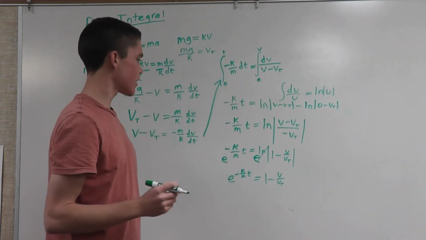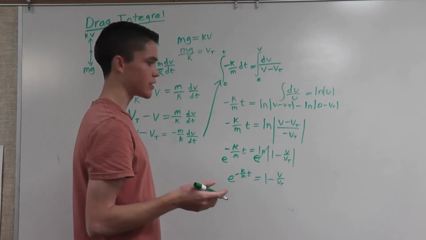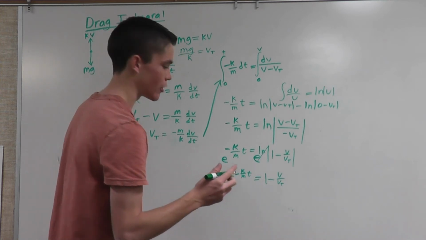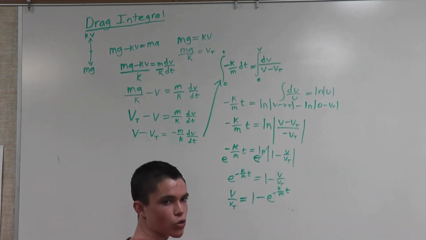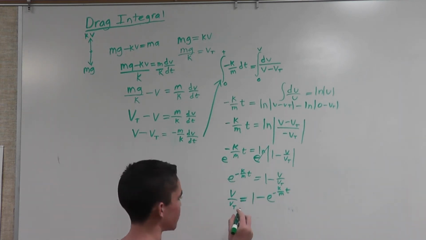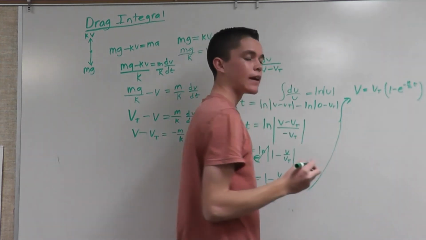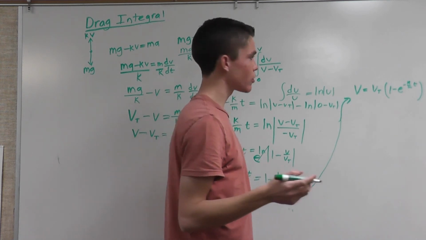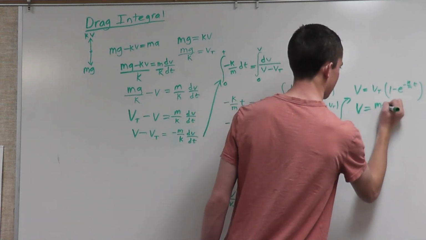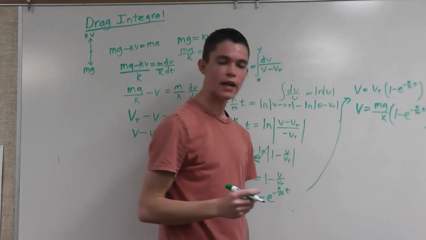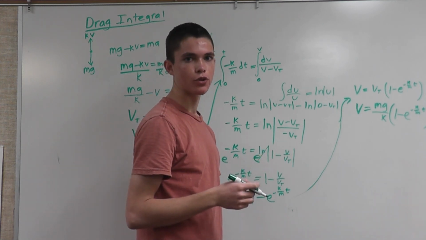Now, remember, we're finding an equation for velocity in terms of time, so we want to get velocity by itself. So I'm going to rearrange the variables again and multiply everything by v terminal. Now we can substitute back in for v terminal if we remember that it's equal to mg over k. And there we have a general form of the equation for velocity in terms of time when dealing with drag.